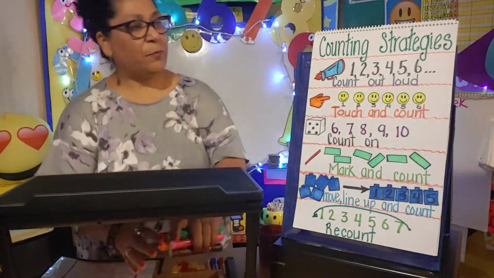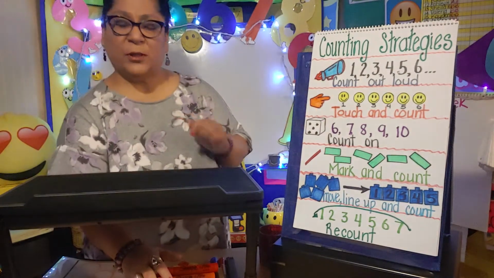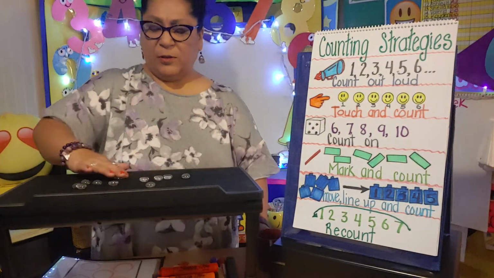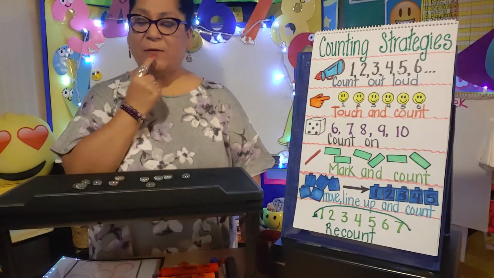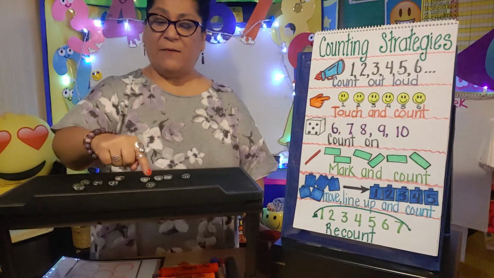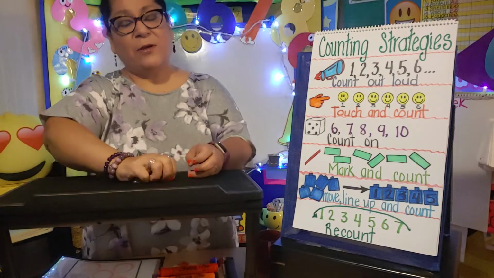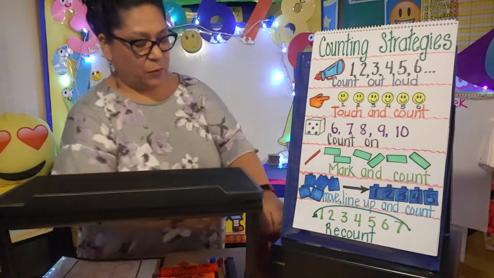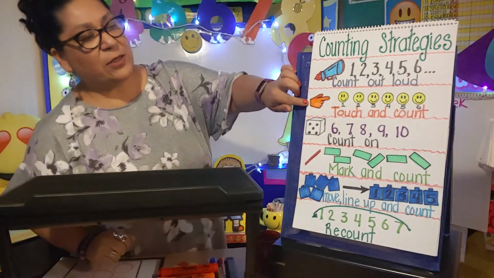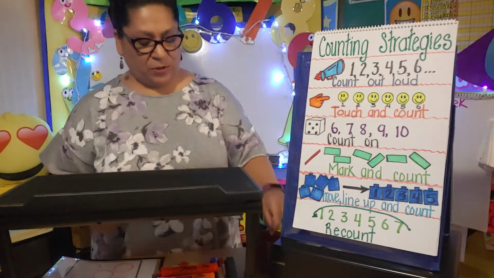This next one says touch and count. We have different objects here. Touch and count. 1, 2, 3, 4, 5, 6, 7, 8, 9, 10, 11. I touch and count. That's a different strategy. So we did count out loud when we counted the markers. Then we touch and count when we touched and counted the little chips here.